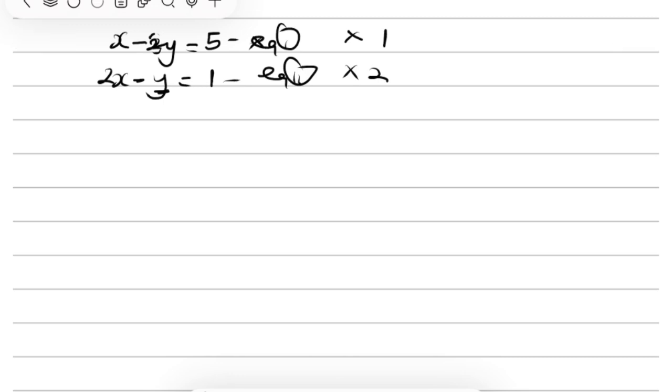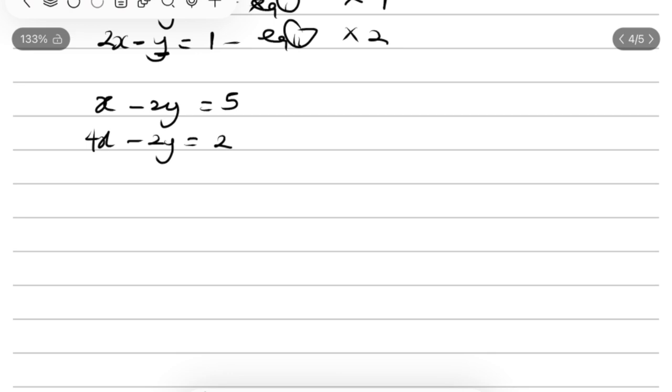be the same. So it's going to give us 1 times x, which is x, minus 2y times 1 is minus 2y, equals 5 times 1, which is 5. So we have 2 times 2x, which is going to give us 4x. Minus y times 2 is going to give us minus 2y. 1 times 2 is going to give us 2.